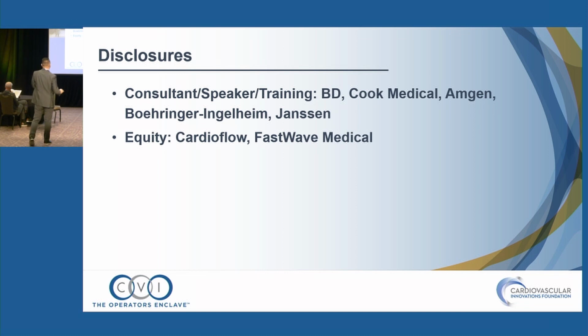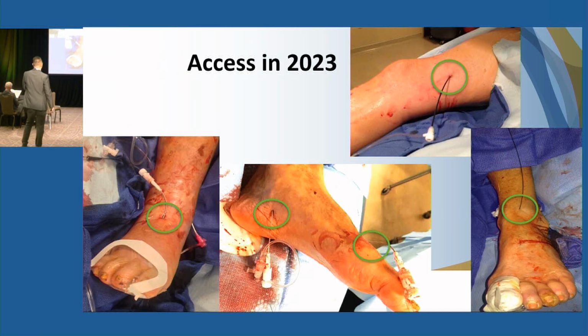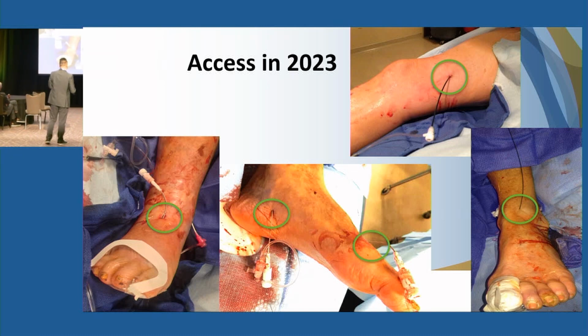So access in 2023 can mean a lot of different things, and most of the time I'm doing tibial-pedal access. I would say greater than 97% of the time I'm doing tibial-pedal access for all my cases that I need retrograde access for. So it means ankle, digital or lower even. But there is SFA and popliteal, and I think these are good options to keep and to think about for versatility.